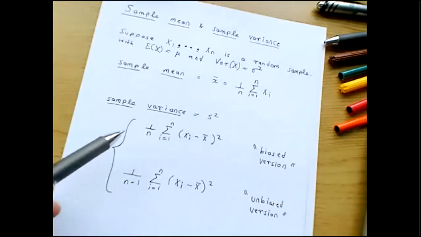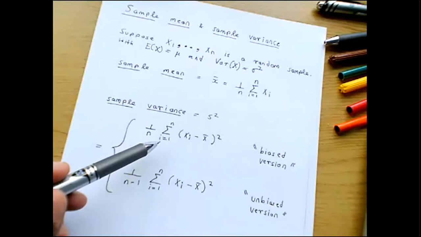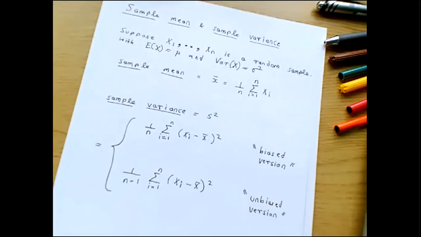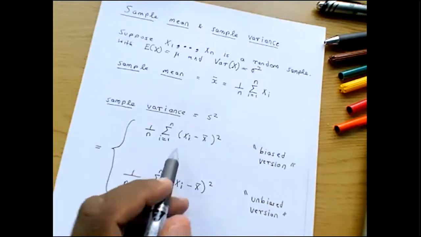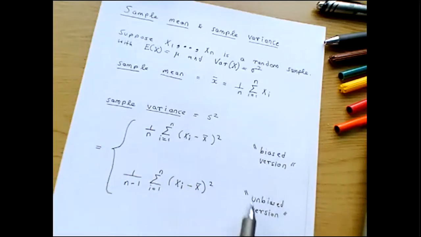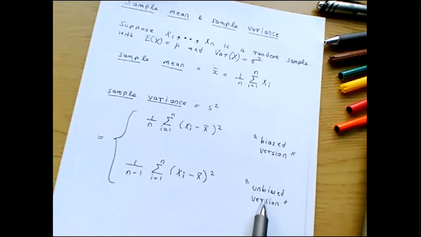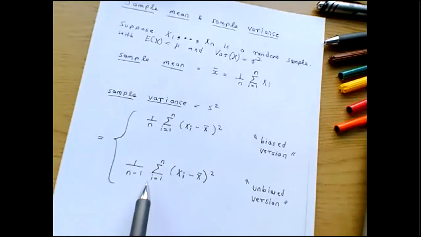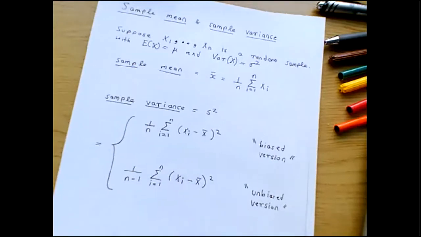And there are two definitions for sample variance. The first one is known as the biased version, and the second one is known as the unbiased version. I will explain later in the course what biased and unbiased mean. Usually, the unbiased version is the better one. The biased version is not good, right? So normally, when I talk about sample variance, I will use this version and not this one, right? Okay.